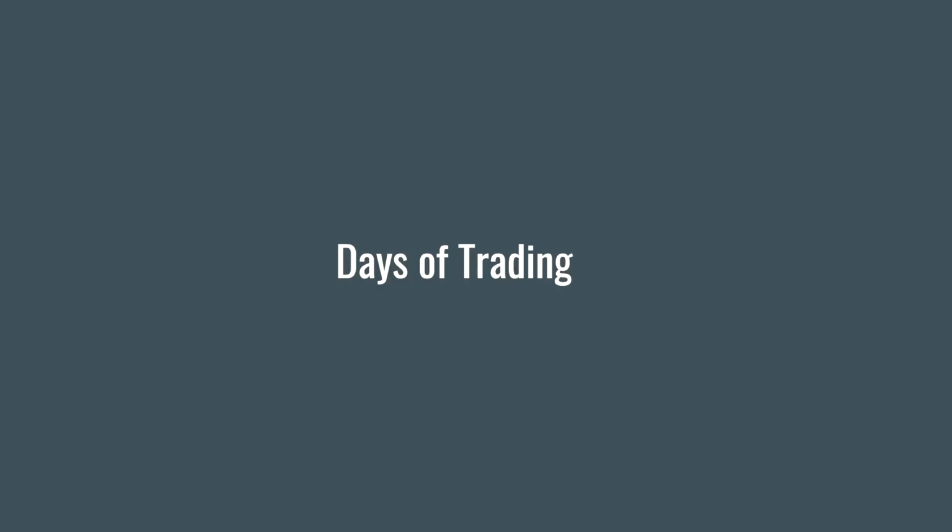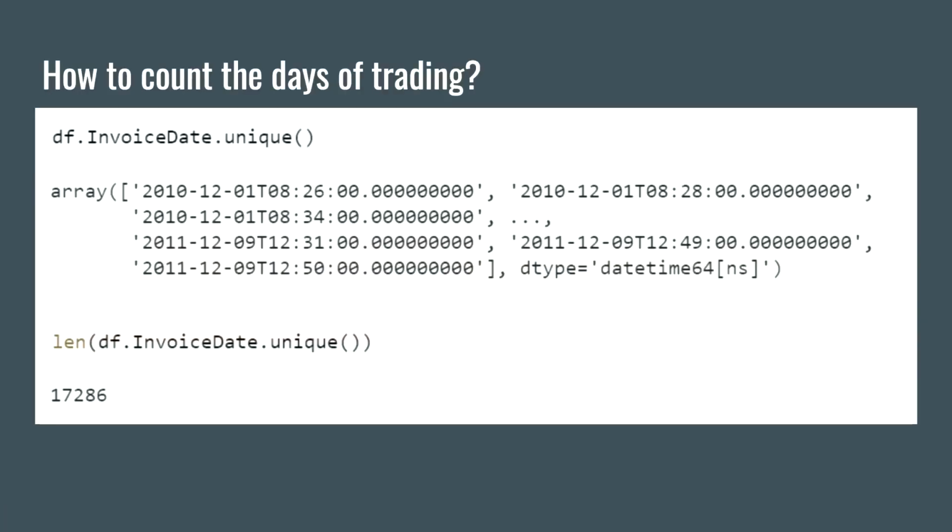Now we will continue on about days of trading. So here we use the code invoice date unique to find all the invoice dates, but as you can see, there are 3 on the same day. So it does not make it accurate. So 7,286 trades is not accurate.